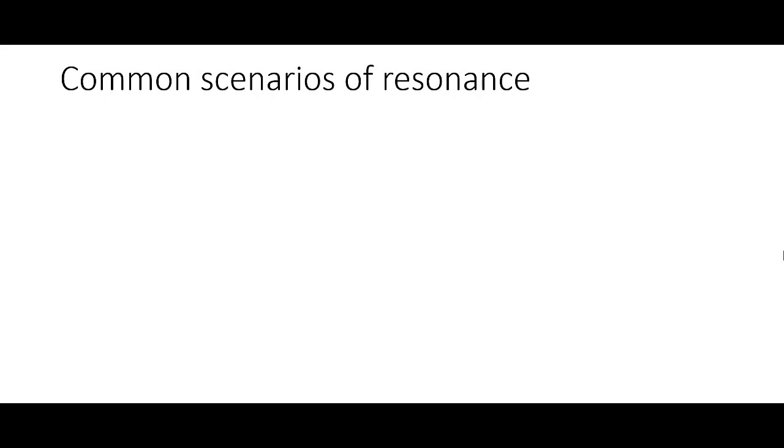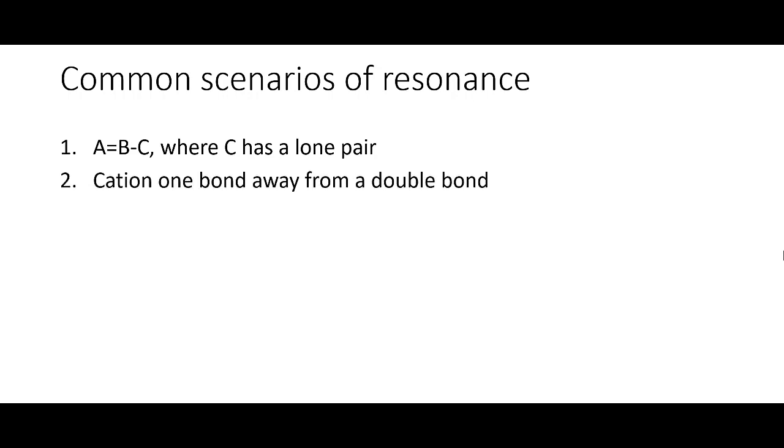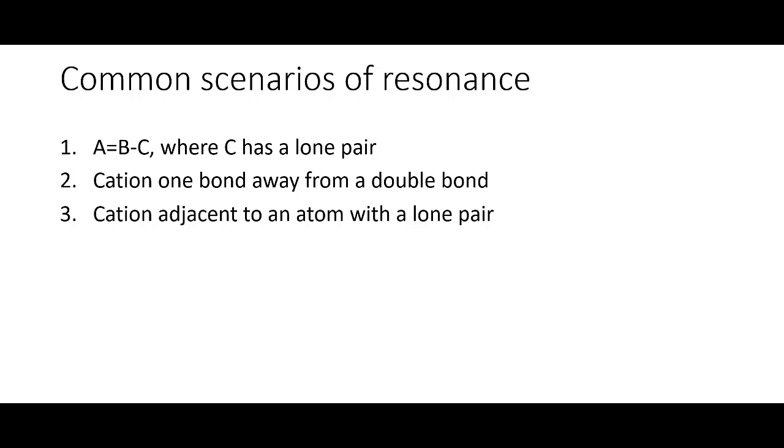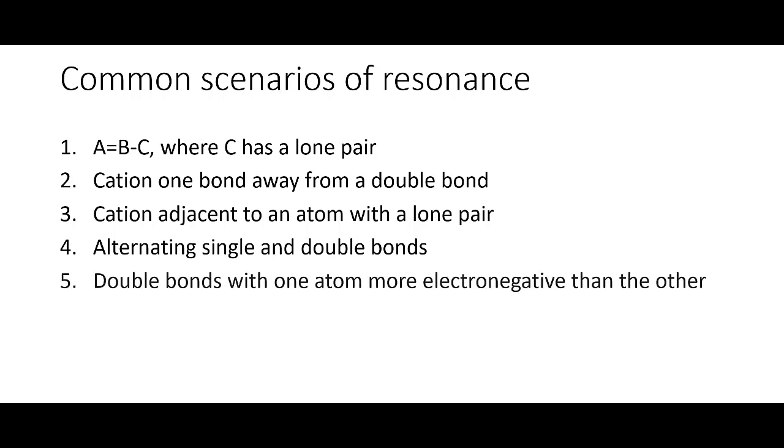Now let's take these concepts that we just learned and apply them to 5 different scenarios where resonance is involved. The first is a pattern of 3 atoms, the first two of which have a double bond between them, and the third has a lone pair. Second scenario is a cation 1 bond away from a double bond. Third scenario is a cation adjacent to an atom with a lone pair. Fourth scenario is alternating single and double bonds. And the last scenario is double bonds with one atom more electronegative than the other.